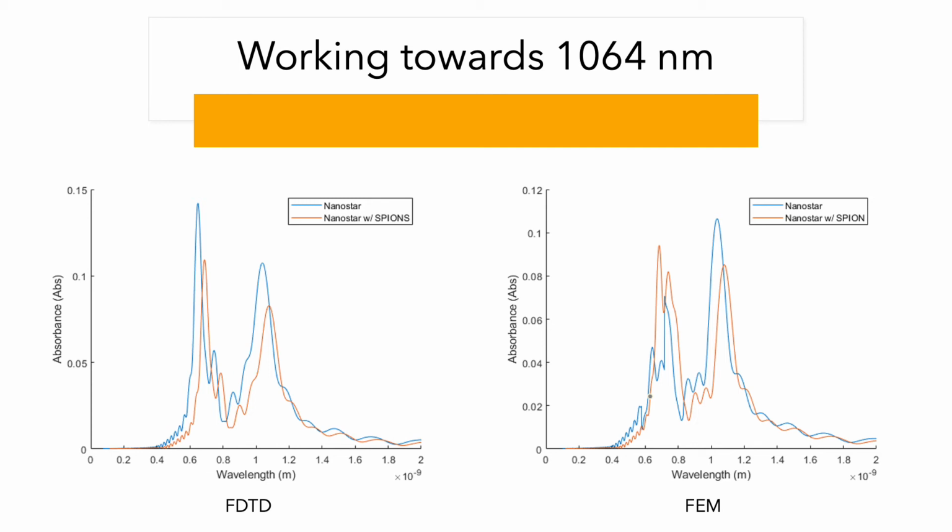Below are two graphs. On the left, we have our FDTD modeling, and on the right, we have our FEM model. In blue, modeled on both graphs, is the bare nanostar, and in red is our nanostar conjugated with SPIONs. We can see that the peaks are moving towards 1064. In our FEM model, we're showing a much higher peak in our near-infrared region than in our FDTD model. But we can see that the addition of a SPION onto our nanostar dampens the absorption peak in both cases.